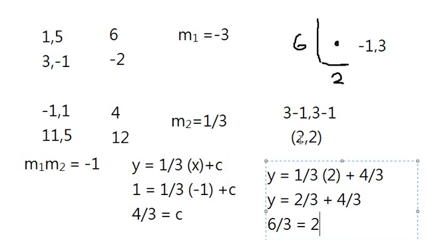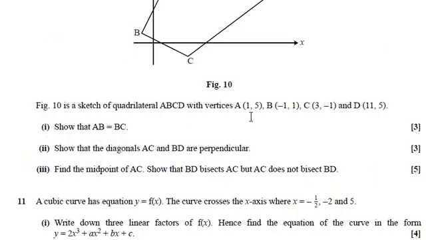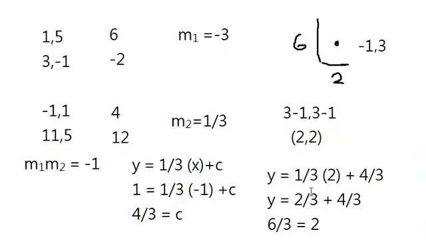So since when x is 2, y is 2, we can show that it meets the midpoint of AC at 2, 2, which is the midpoint, so it bisects. So it is a perpendicular bisector. But now we need to show that AC does not bisect BD. Well, we know where AC and BD meet. They meet at 2, 2.